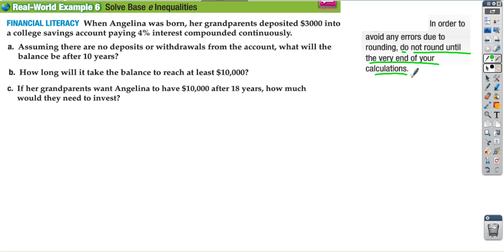Two of these will be equations. One will be an inequality. Okay, so the first one says, here's our formula, by the way. The amount is equal to the principal invested times e to the rate times time. So the first one says, assuming there are no deposits or withdrawals, this is somebody whose grandparents invested $3,000 into a savings account with that rate right there. And this is important. It's telling us compounded continuously, which means we're going to use that formula with e in it. Assuming no deposits or withdrawals, that means they didn't take any money out and they didn't put any money in. What will the balance be after 10 years?